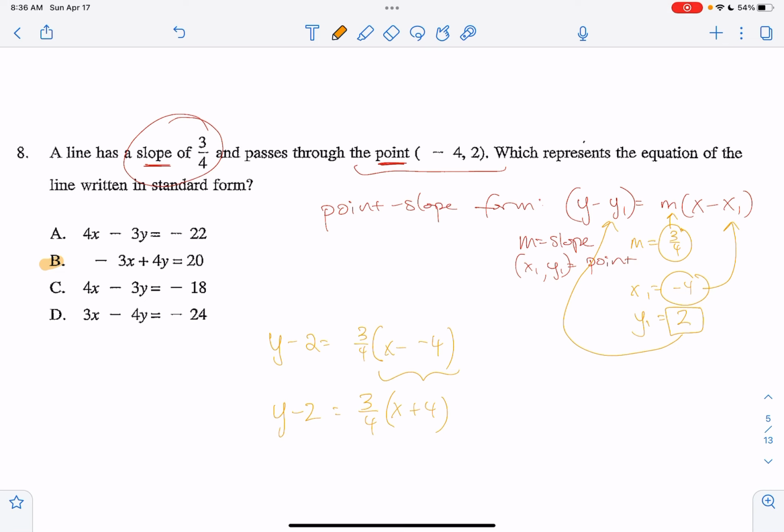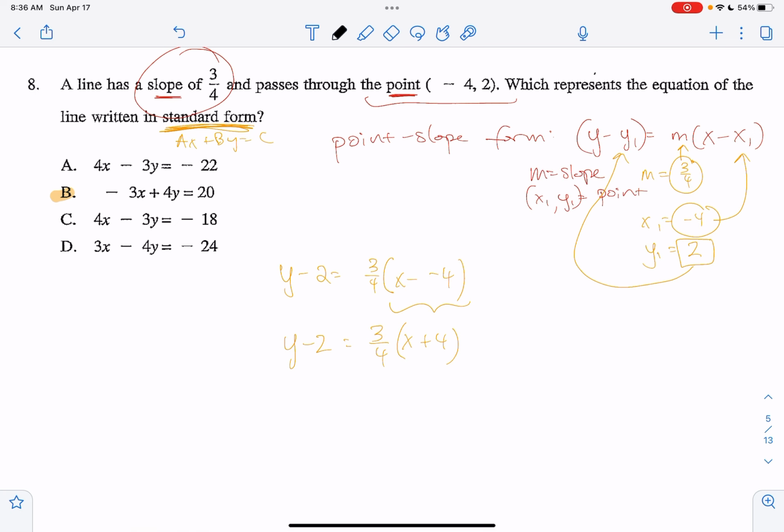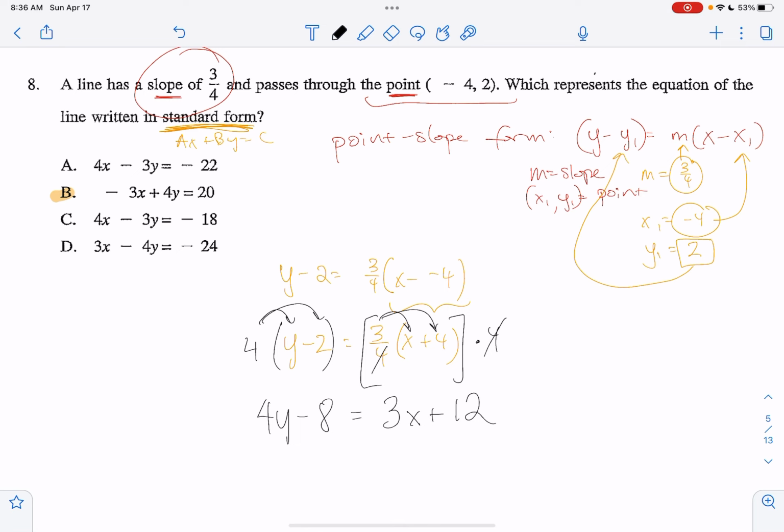Now you want to turn this into standard form, and in standard form you have ax plus by equals c. So you want to make sure there are no denominators and the constant is by itself. So you can get to that form by multiplying both sides by 4 to get rid of this denominator. And just remember to distribute. You'll get 4y minus 8. And here you'll just distribute the 3. That would be 3x plus 12.